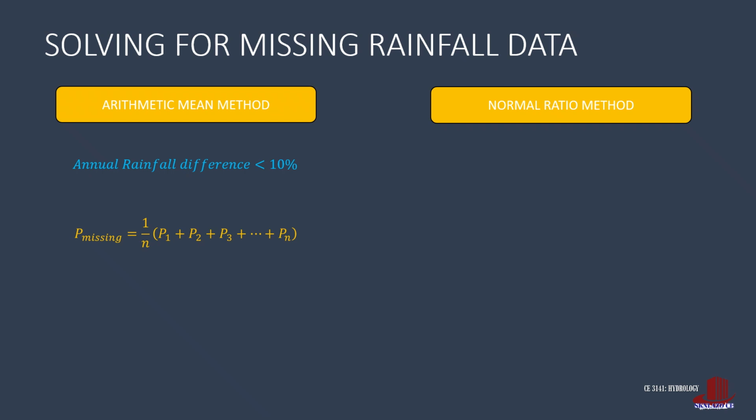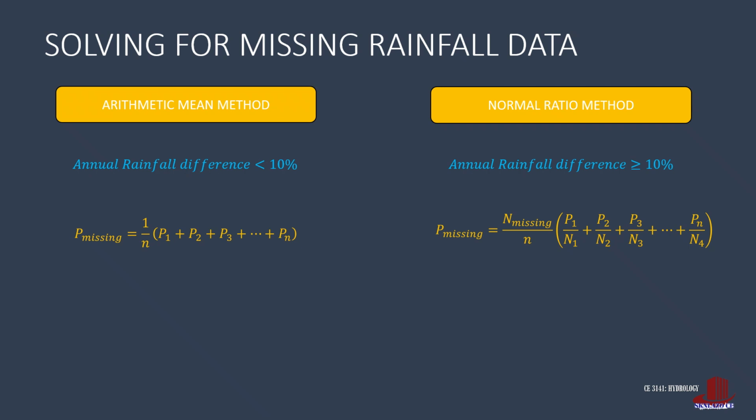If the annual rainfall difference is equal to or more than 10%, look for the missing data using the normal ratio method, which is the annual rainfall over the number of adjacent stations multiplied by the ratio of the precipitation and the annual rainfall for each surrounding station.